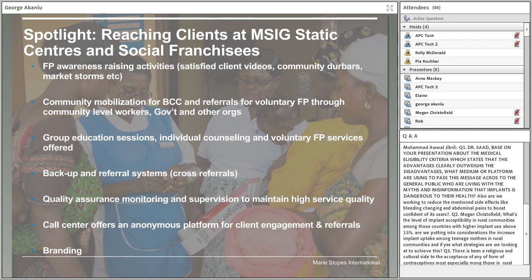So I look at this, grouping our service delivery channels into two, looking at the static side and the mobile side. And for the static side, family planning awareness raising activities are carried out, basically using certified client videos and community debates. Community debates is a gathering of opinion leaders, community members and service providers, where the service providers take the opportunity to provide information and education to community members on voluntary family planning methods.